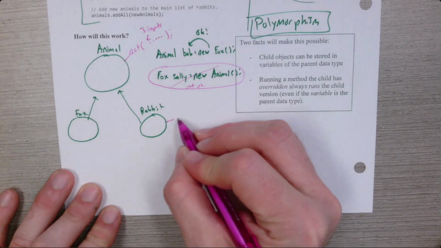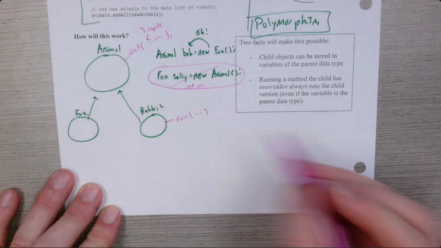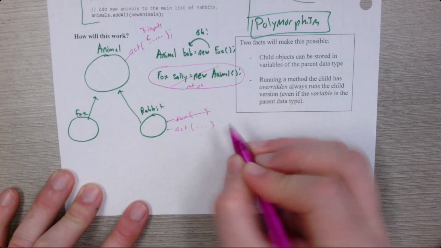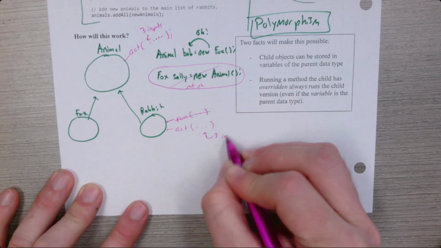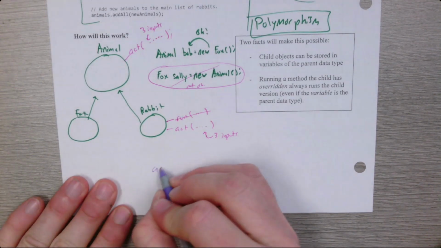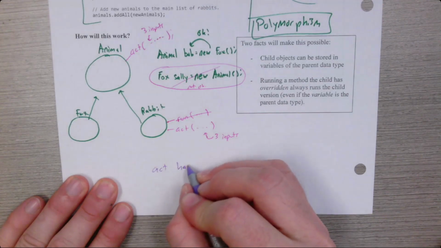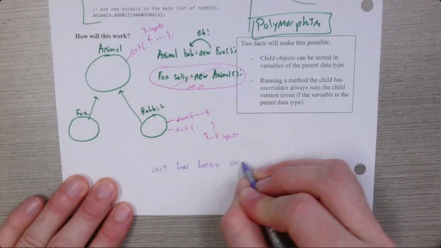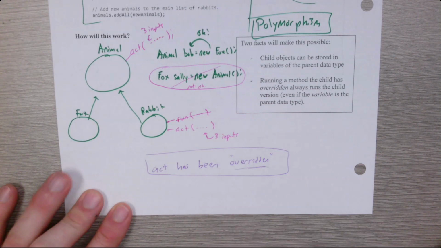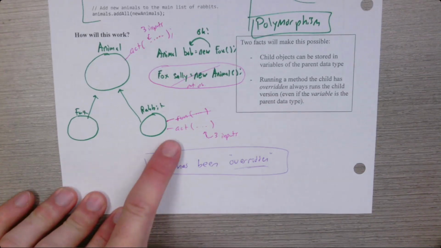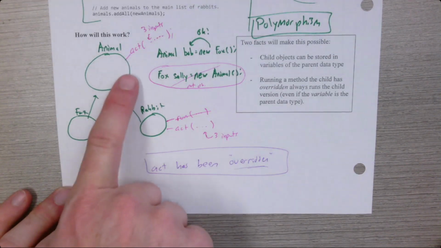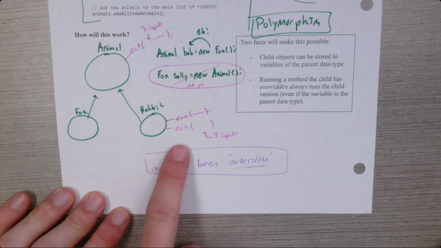So now let's say rabbit. Formerly, rabbits had a run method. Let's cross run out, and let's rename it act. But let's give it those same 3 inputs. Okay, there's a super important word now. Here's the word. Act has been overridden. So the idea of overriding a method means that your child is redefining the behavior of the parent. So the parent might have something it means to do the act method. Now the child version of act is just going to do something totally different.